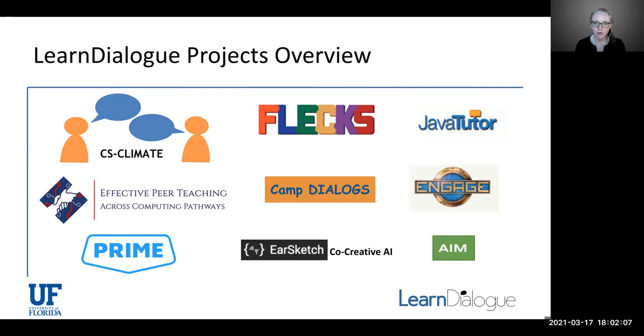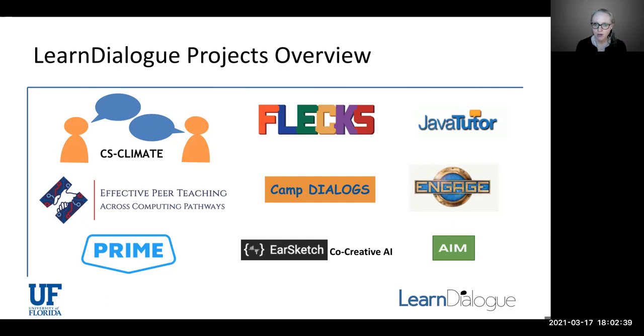In the middle row are our current funded projects in K-12. So the FLEX project is elementary school. We'll go into that in detail. The Camp Dialogues project is a brand new funded project that will see a summer camp for middle school students to build spoken dialogue systems and to write the code around them. And then the earSketch Co-Creative AI project is a high school project that looks at building a co-creative learning companion for high school students. It's another one that we'll go into some detail about.